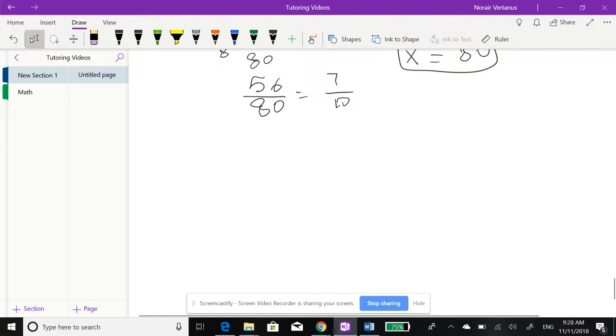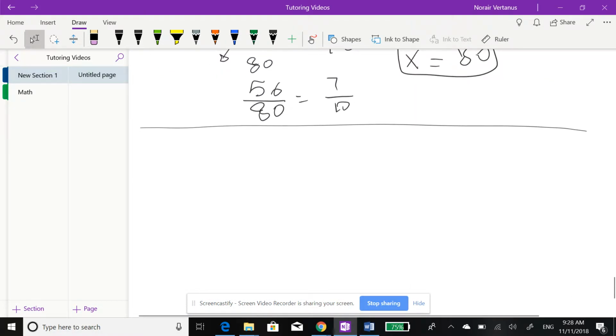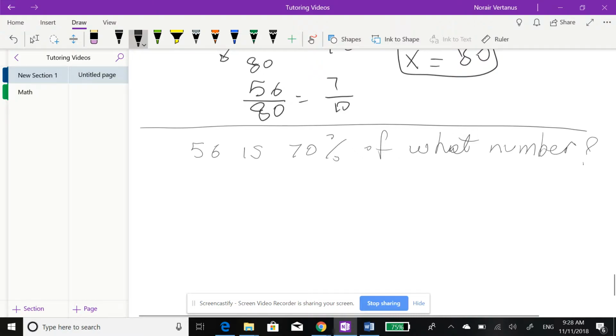And then you have this video. You can keep watching it to learn how to solve the equation. So the question was, 56 is 70% of what number? I'm going to rewrite that here. 56 is 70% of what number? All right. So 'is' becomes an equal sign. 'Of' becomes multiplication. 56 is the number. 70% is 70 over 100.